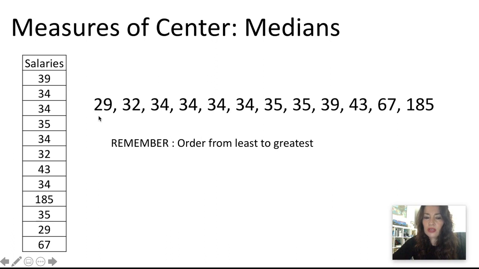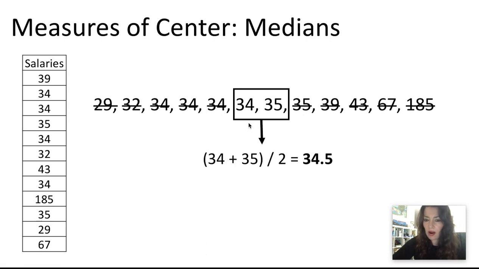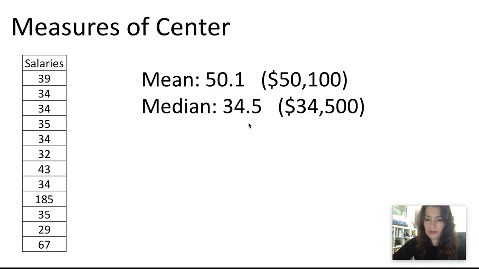After you list from least to greatest, you basically cross out one from each end until you reach the middle values. Because our n is even, you will always have two middle values. When you have two middle values, you take the average of the two. So in this case, our median is the average of the two, which is 34.5. Calculating from this list, our mean is 50.1 and our median is 34.5.